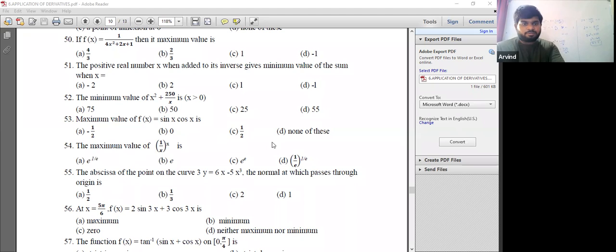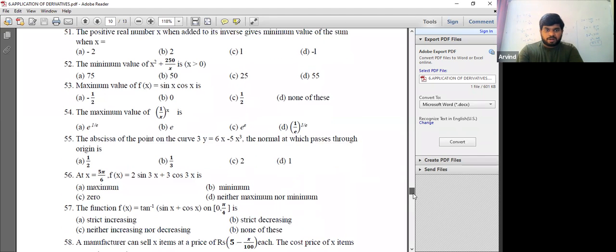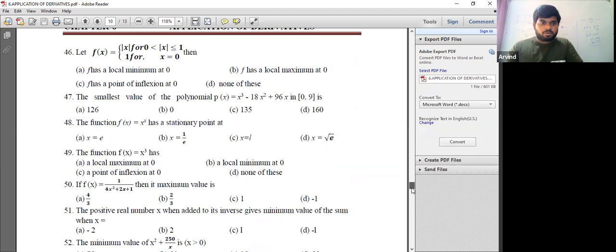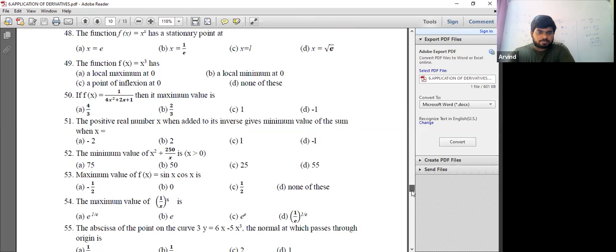This we have already done at 53rd. We'll skip it. When I was doing trigonometry itself, the maximum value of f of x is equal to sin x cos x. The maximum value of 1 by x whole to the power x is similar to this question. 48th question, f of x is equal to x power x. Take log on both sides, equate, and you will get the answer.